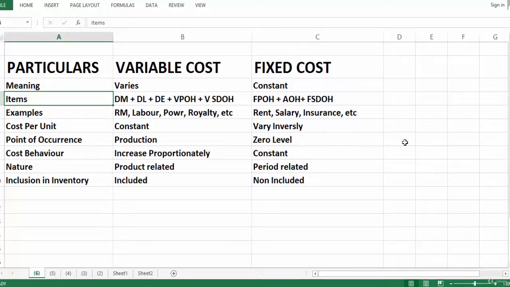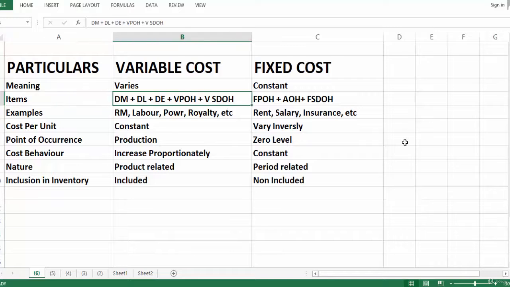Next, what are the items that will form part of the variable cost? I have given it in the short form. They basically represent the direct materials, direct labor, which is DL, direct expenses, which is DE, then variable production overheads and variable selling and distribution overheads, which we have as VPOH, that is variable production overheads, and VSDOH, that is variable selling and distribution overheads. So these are all the components of variable cost.